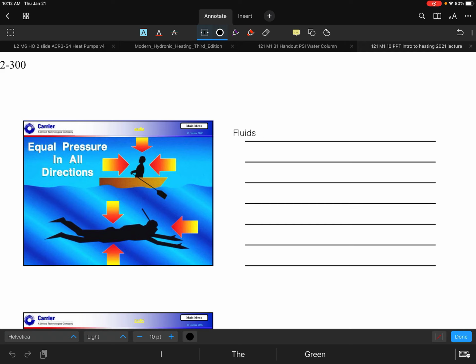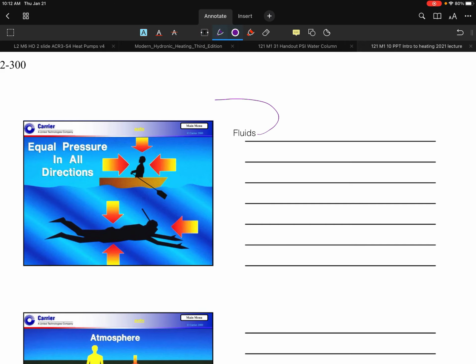All right, I guess I'm going to draw that line. I thought I was drawing a circle. Okay, so they all will do this. So fluids will create a pressure in all directions. So they're showing an individual in this little boat. Now I want to point this out: this is not necessarily talking only about water, but we're also talking about gases, the air, the atmosphere.